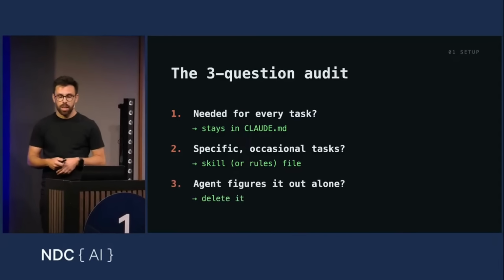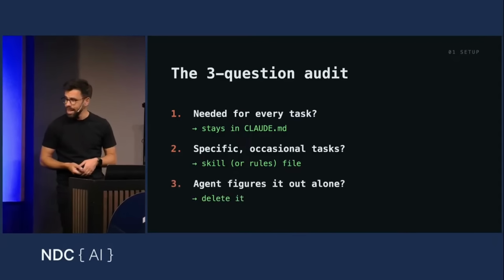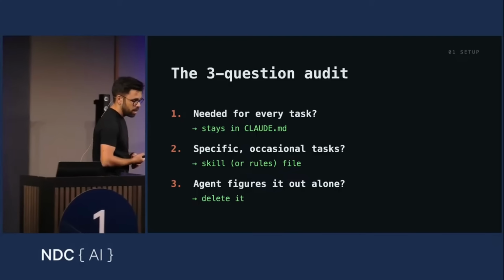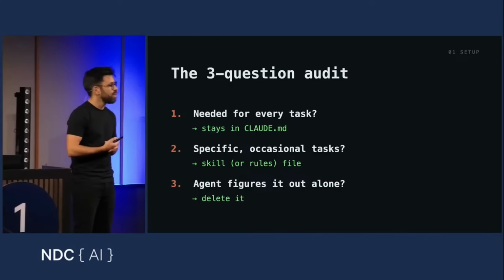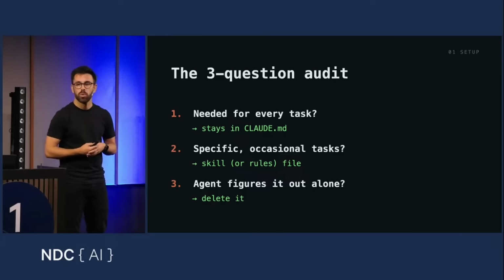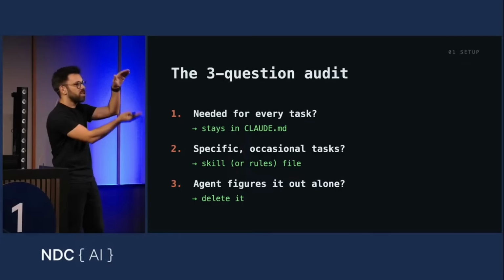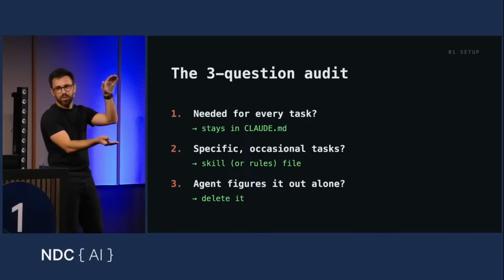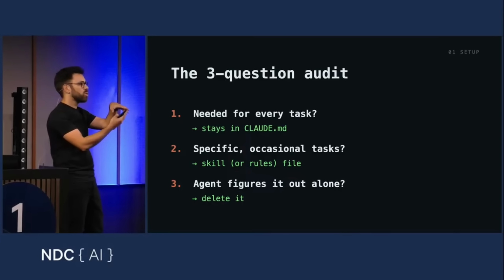And finally, an important one that you should ask is, is my agent capable of finding it alone? Because sometimes I used to write things like the complete tree of files and folders. So basically the overview of how to navigate my code.